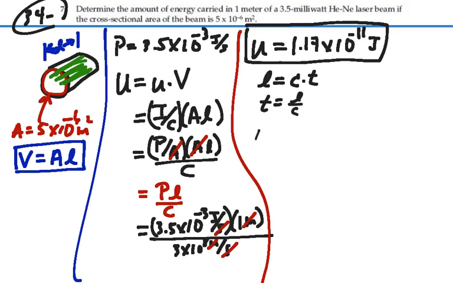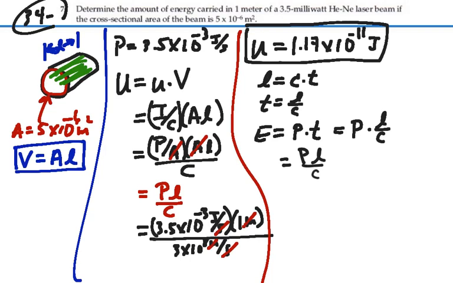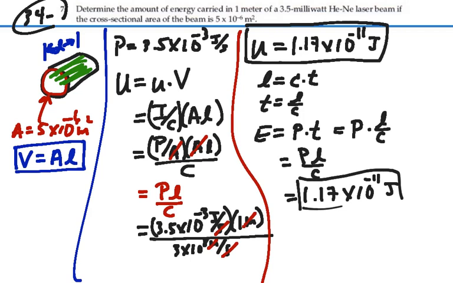And we know that energy is equal to power times time. So that would be equal to power times this time, which would be L divided by the speed of light. And hence we're getting the same expression that we just got: power times length over the speed of light. And when we put in the same values, we will get 1.17 times 10 to the minus 11 joules. Just an alternate way of thinking about the same problem, but we would get the same answer, 1.17 times 10 to the minus 11 joules.